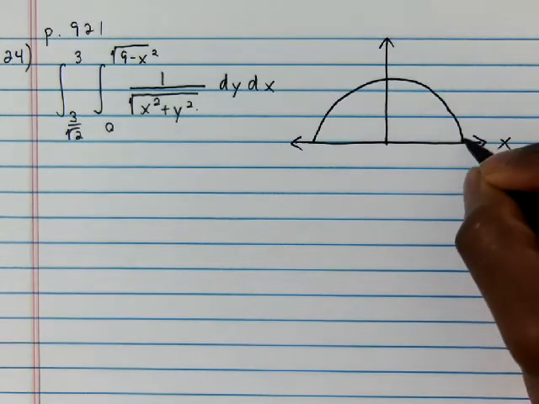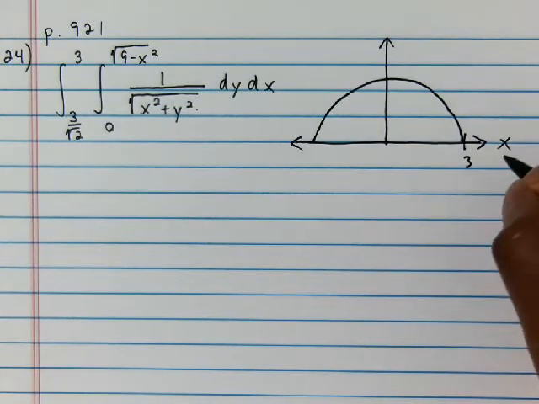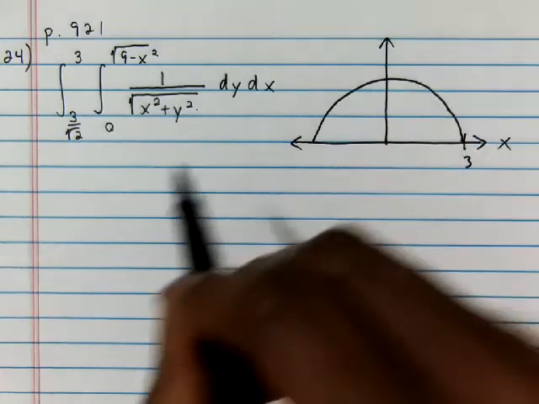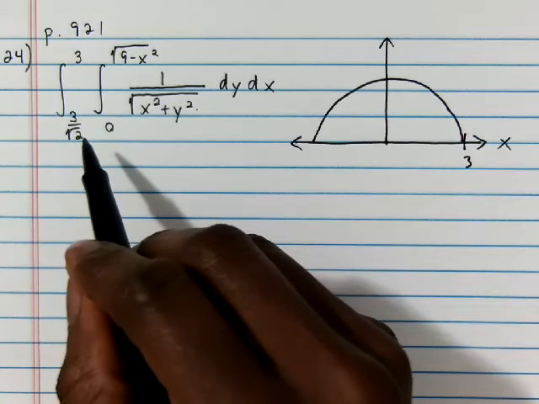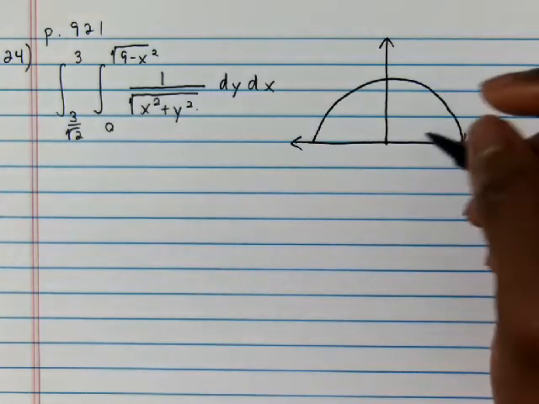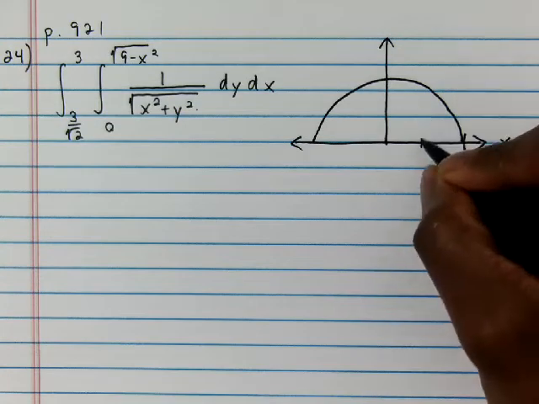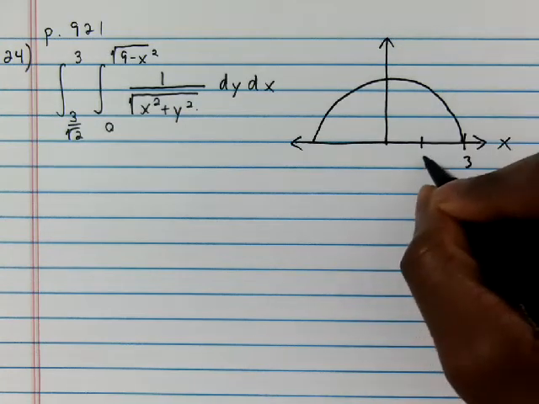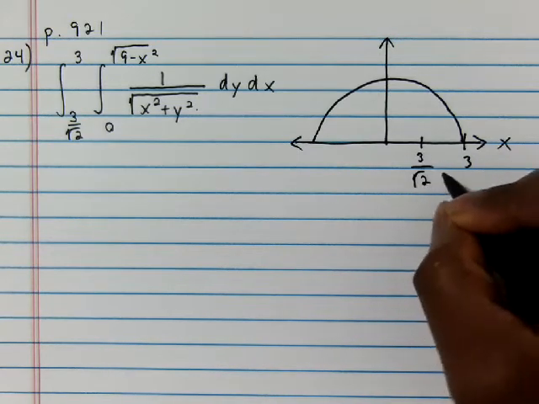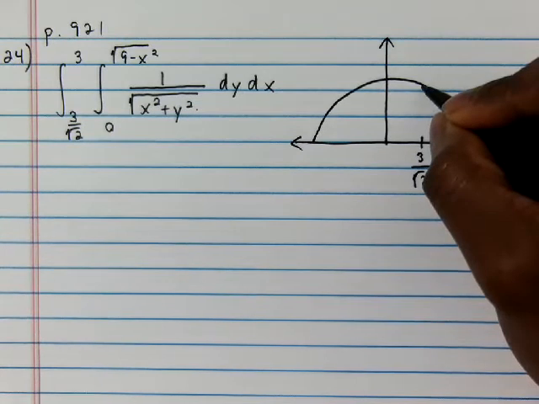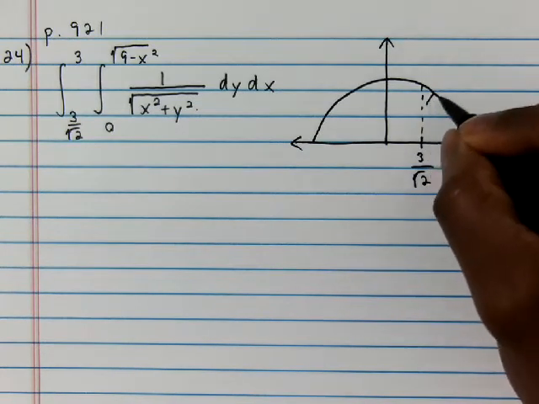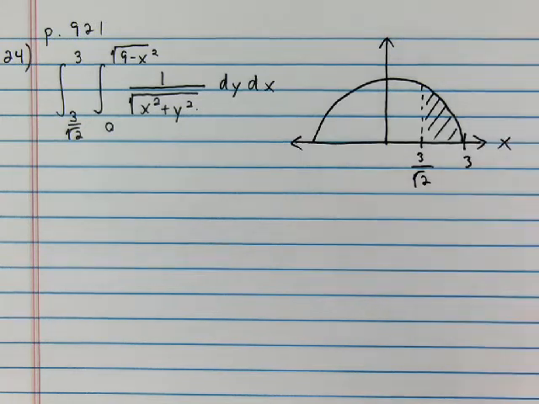All right, so this is 3 right there. And then y goes from here to here. X goes from 3 over root 2 to 3. Whatever, 3 over root 2, put it right there, 3 over root 2 up to 3. So our region R is that region right there.